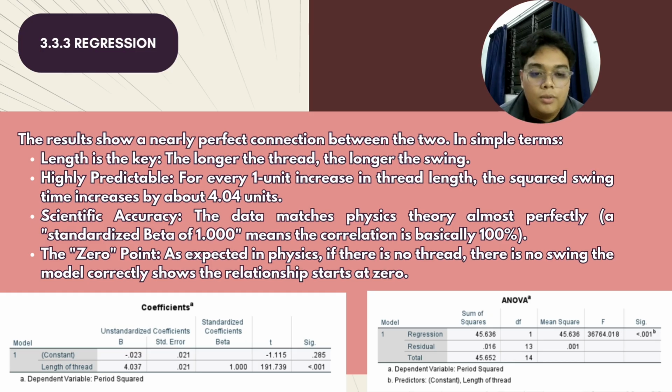A standardized beta of 1.000 means that the correlation is basically 100%. The line passes through the zero point as expected. If there is no thread, there is no swing. The model correctly shows the relationship starts at 0.